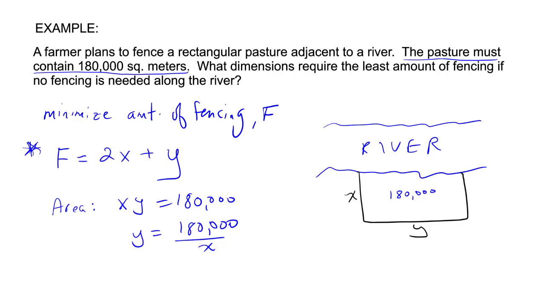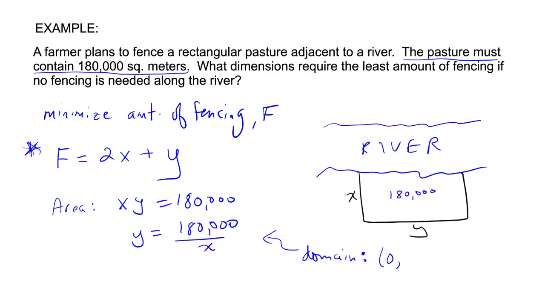All right, and let's see if there's any domain issues here. Well, we're not going to want, again, any lengths to be 0 or negative. So the smallest x could be would be just a little bit bigger than 0.